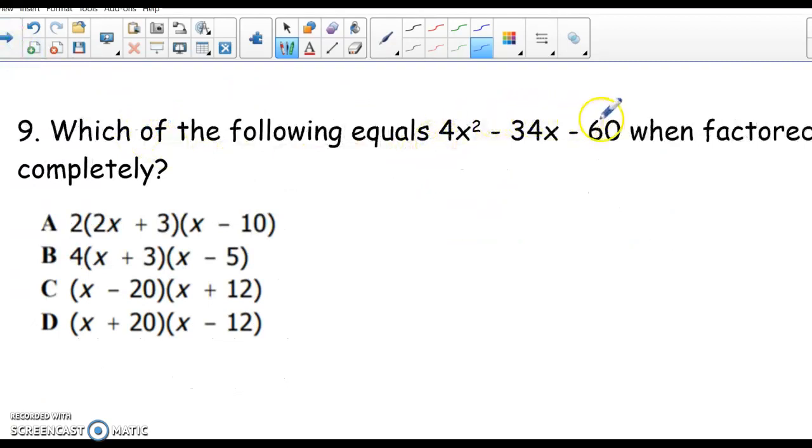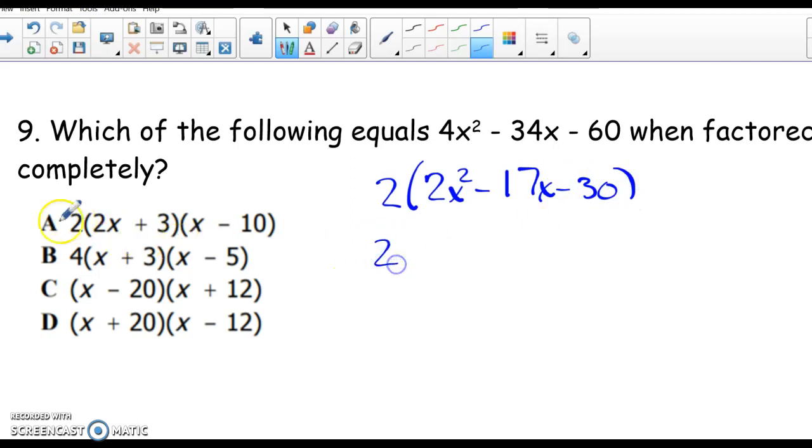Which of the following equals this when factored completely? Right? So is there anything I can take out of all of those terms? I can take a 4 out of this and this, but I can't take a 4 out of that. So let's try a 2. If I take out a 2, I have 2x squared minus 17x minus 30. The only one that has a 2 is that one, so I'm going to try that. Signs will be plus and minus. 2 times 30 is 60. What can I multiply to get 60? That when I subtract, I get a negative 17.